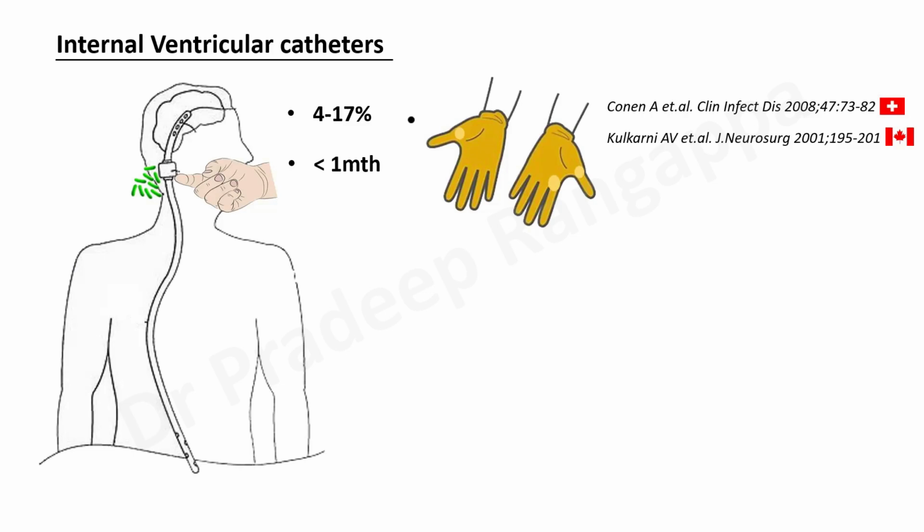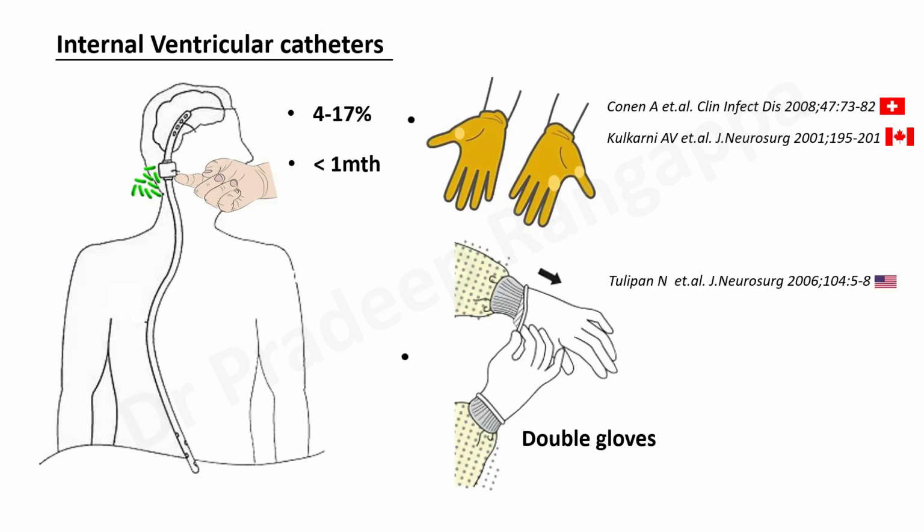Based on this particular study, which came in 2001 by Canadian authors, there are other studies which do indicate double gloving. Having two gloves has been shown to significantly reduce the risk of these infections in neurosurgical patients, especially those with VP shunts. There is even a suggestion that before handling any of these catheters, the doctor or any healthcare professional should double glove. And when handling the catheter, the first glove has to be removed, and then the catheter has to be handled. This has been shown to significantly reduce the risk of infections in internal ventricular catheters or shunts. So I found this extremely important.